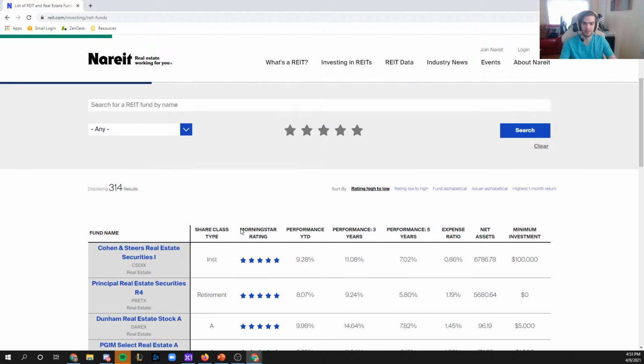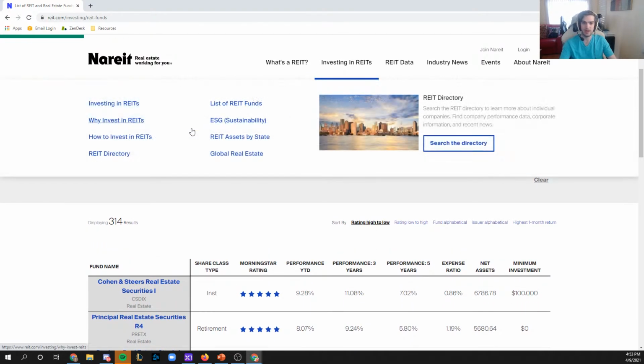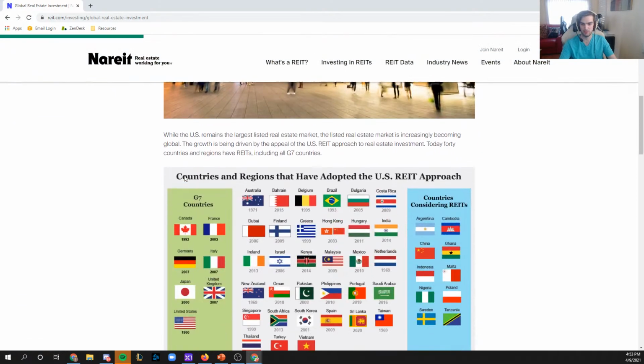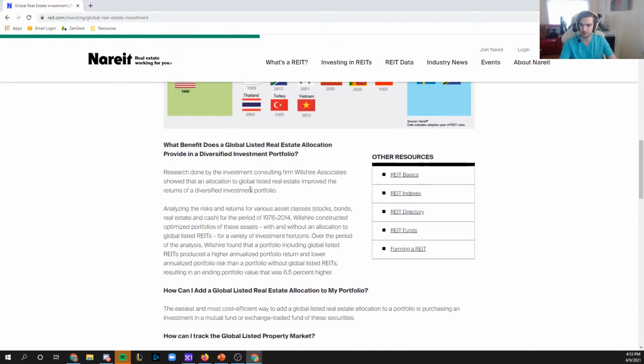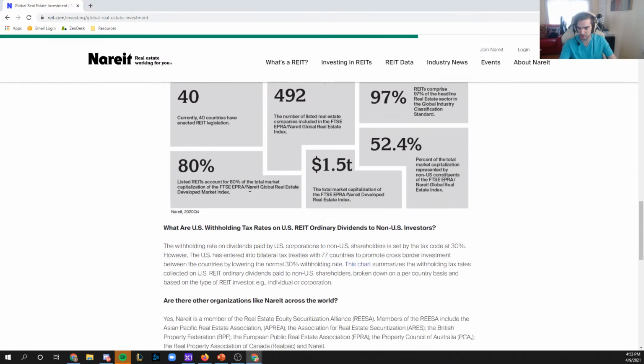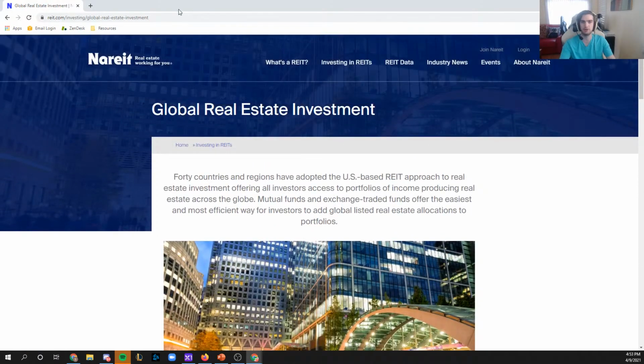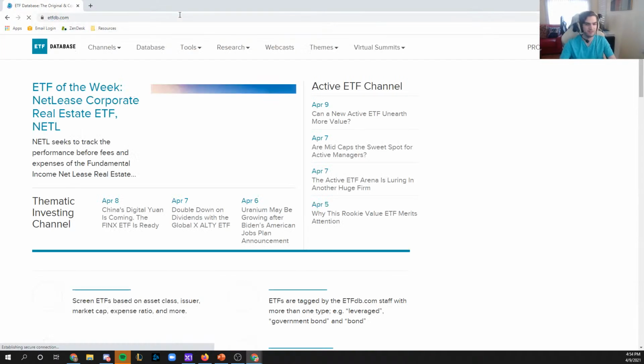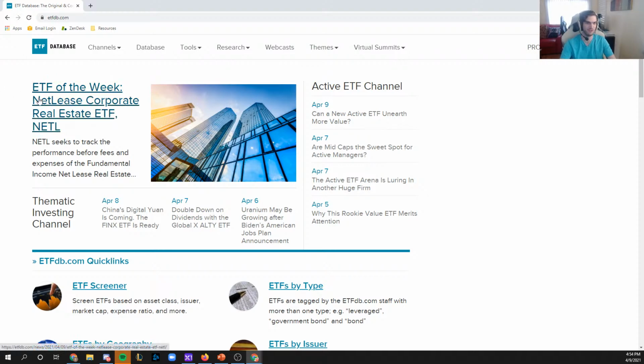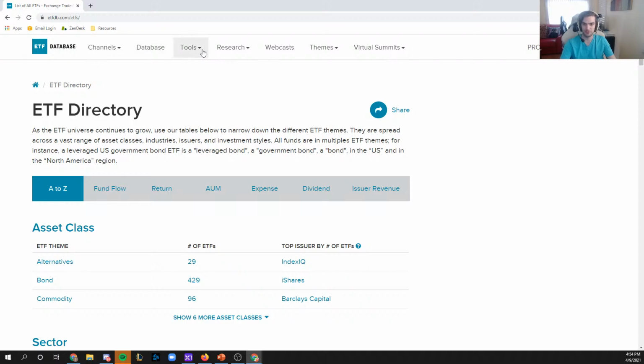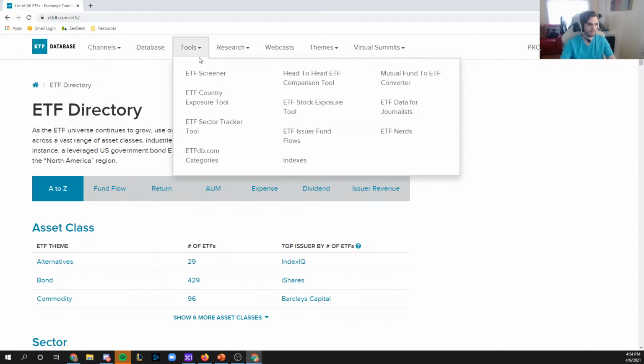Now, this is funds and REITs. REIT directory, list of REIT funds. We can also click in here for global real estate. Do we have any information on global real estate? No, just a bunch of fun facts. We don't care about that. What we do care about is what ETFDB can offer us for real estate information. So that is the second and last resource that I want to share with you all. So if we go over here to, I believe it's under Tools, and then ETF Screener.